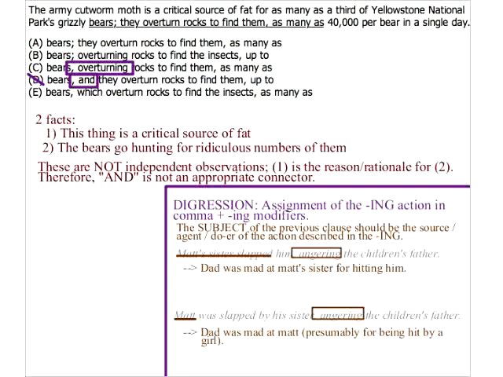So notice this also makes C incorrect, because according to choice C, who's overturning rocks? The moth is, right? Because this is kind of like Matt's sister slapped him, angering the children's father, so the subject is the moth. According to that modifier, the moth is overturning the rocks. That doesn't really make any sense. So there you go.